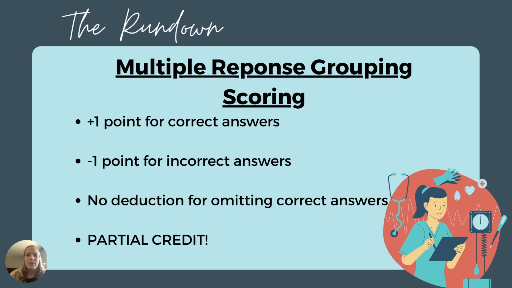One great thing about the NextGen NCLEX that I know I've gotten excited about before is the possibility of getting partial credit. We love to see it. So you'll get 1 point for each correct answer, minus 1 point if you select wrong answers, but no deduction if you left out one of the correct answers. So basically add up all the correct answers, then subtract all the incorrect answers you selected, and that's your final score. The lowest possible score is a 0 on these questions, so even if you select all the wrong answers, you won't receive any negative points.